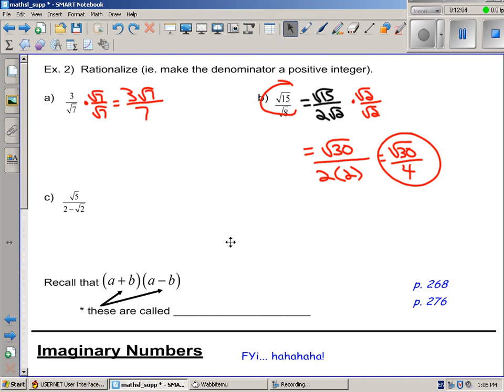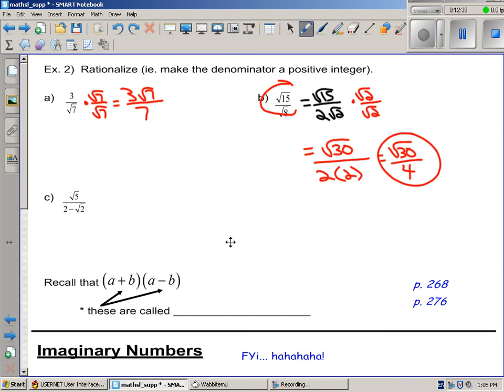Okay, the last one is pretty important when it comes to some of the limits that you may end up doing next year. If we have root 5 over 2 minus root 2, you might say that I can get rid of the radicals on the bottom by multiplying by root 2 over root 2. That'll give me root 10 over... Oh no! I just changed where the radical lives, so I still have a problem.